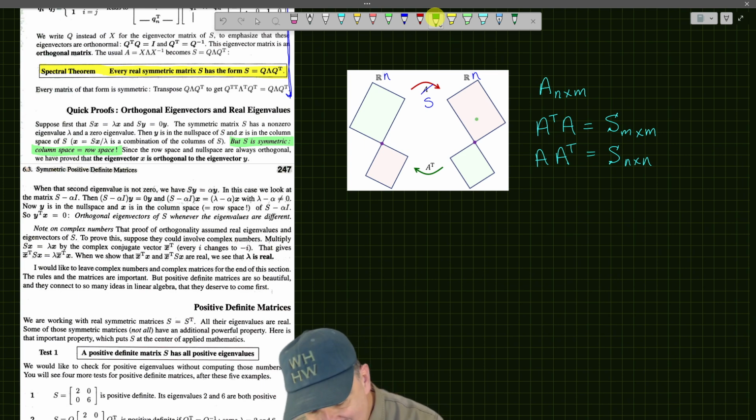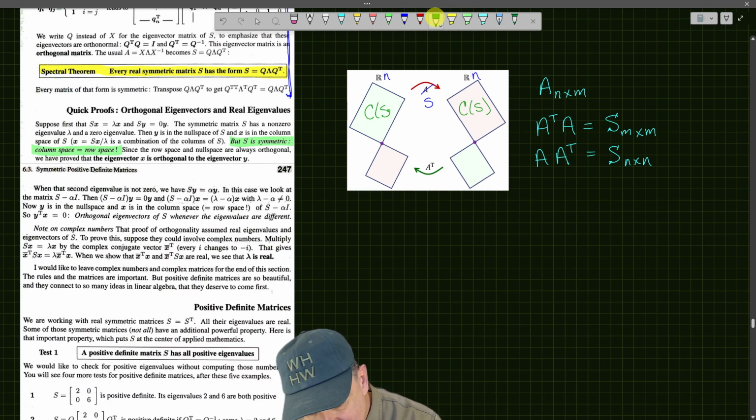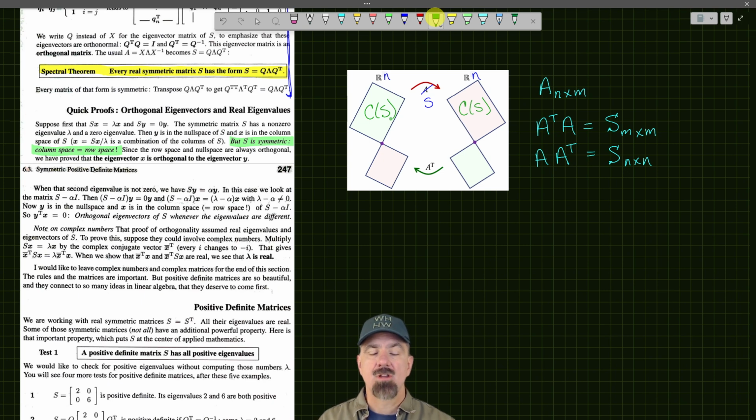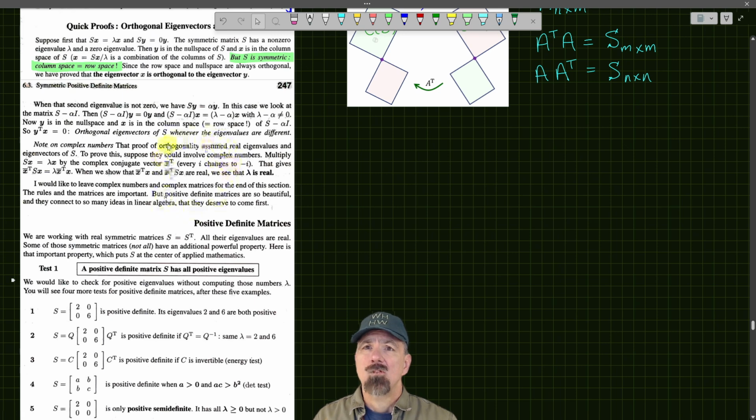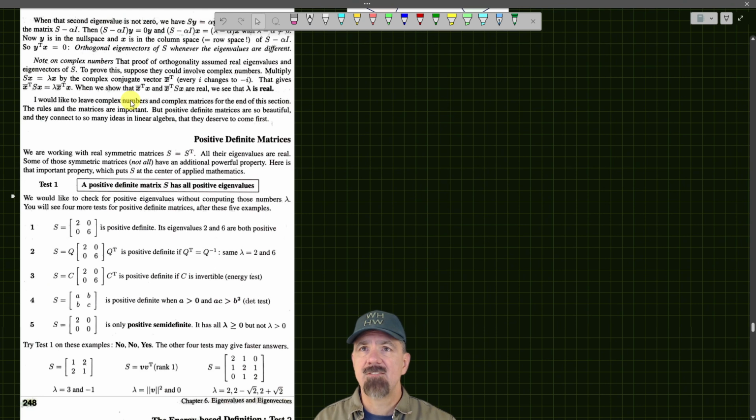Moreover, the actual column space of S is the same as the row space. They're both the column space. And that means that the null spaces are also going to be the same vector spaces. This provides a lot of structure to the symmetric matrices, and it's what leads to the conclusions that we can draw for symmetric matrices. We'll leave you to read through the rest of the proof. You might find something in there that is beneficial.